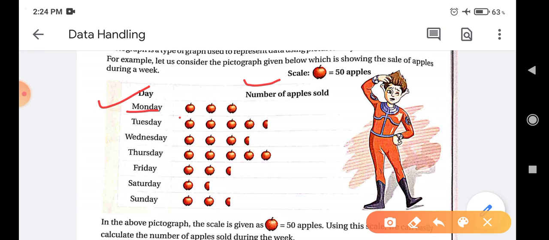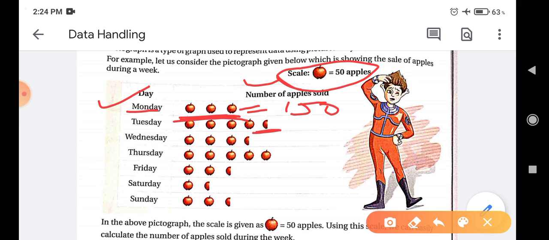On Monday, these apples are sold. Here the scale is taken as 1 apple is equal to 50 apples. That is, the shape of the figure of 1 apple means 50 apples. So here are 3 apples, so it means that on Monday 150 apples are sold.